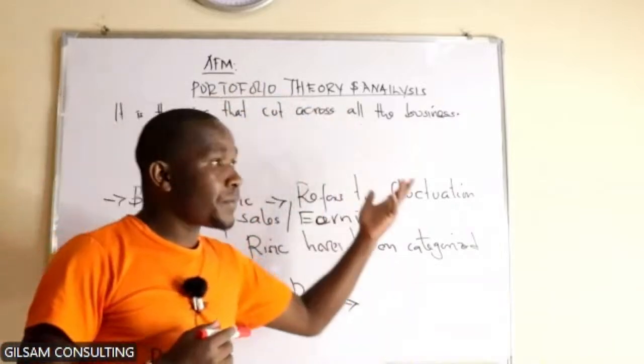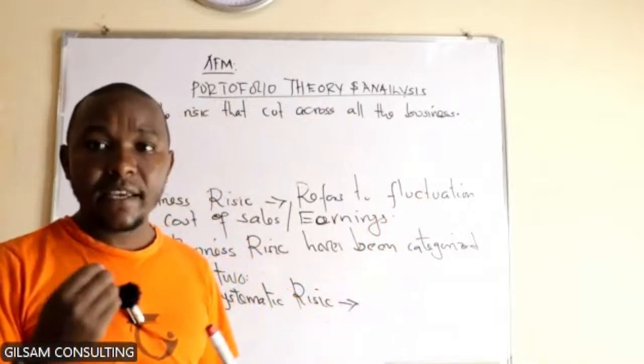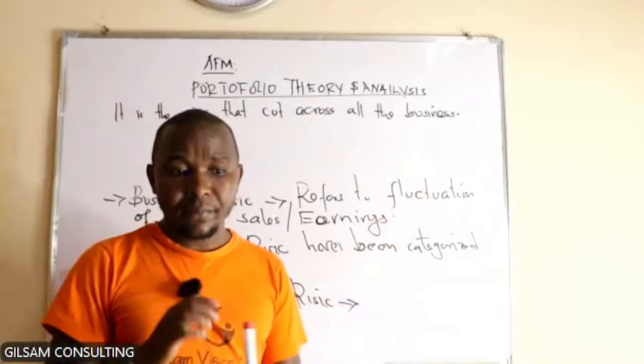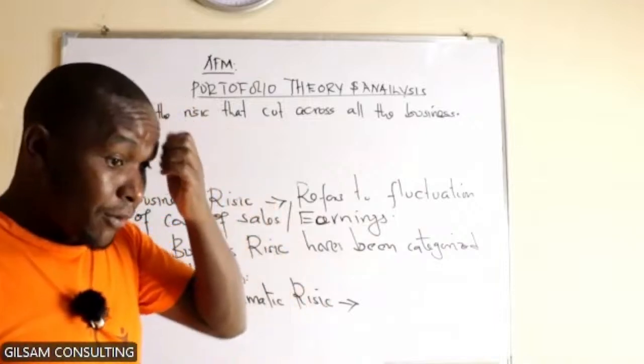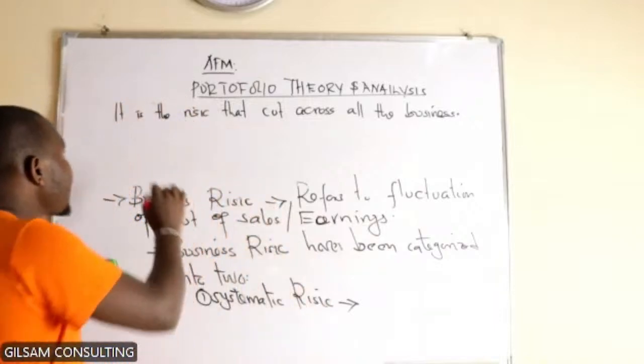And a good example also is a flood. If there's any flood, it affects all the business. And then we have another one called unsystematic risk.